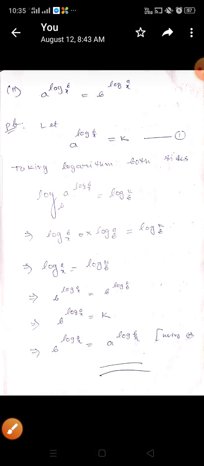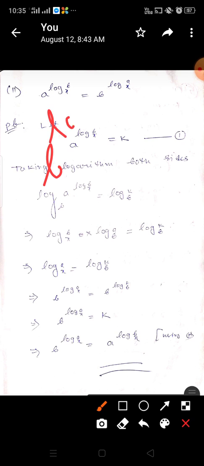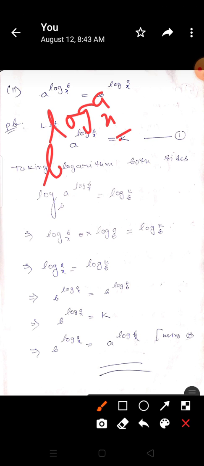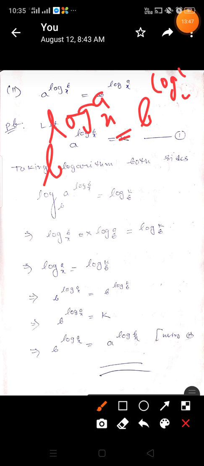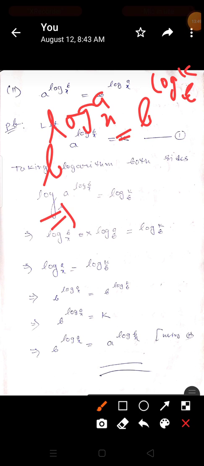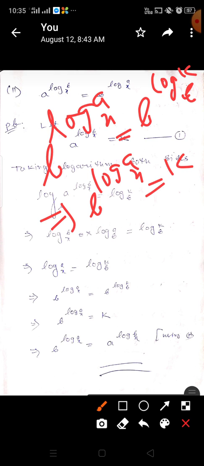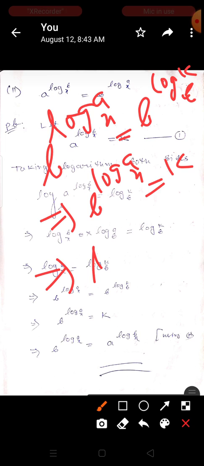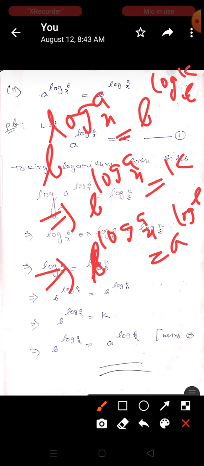From here, raising the power b, with b to the power log of a base x, we have b to the power log of k base b. Then it will become b to the power log of a base x equal to k. And k is what we already took. So b to the power log of a base x equals a to the power log of b base x. Hence proved.